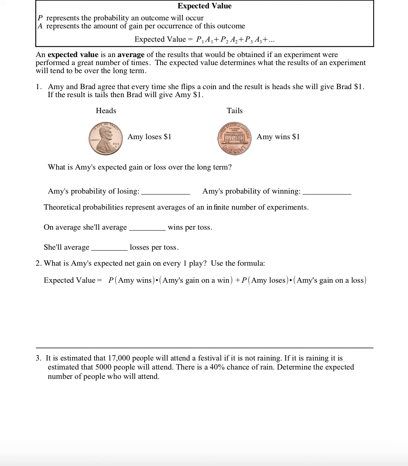An expected value is an average of the results we would get from an experiment if it were performed an infinite number of times. It tells us what the results would be over the long term.